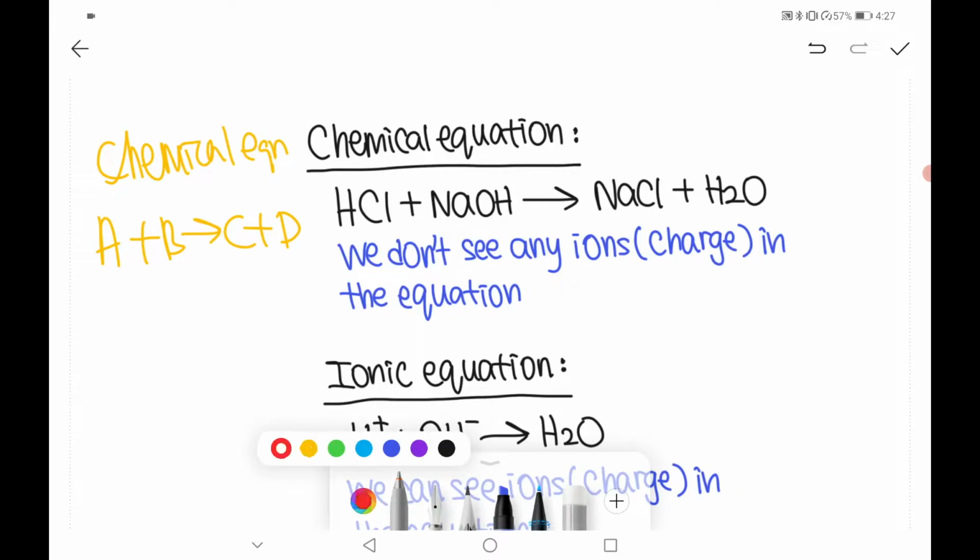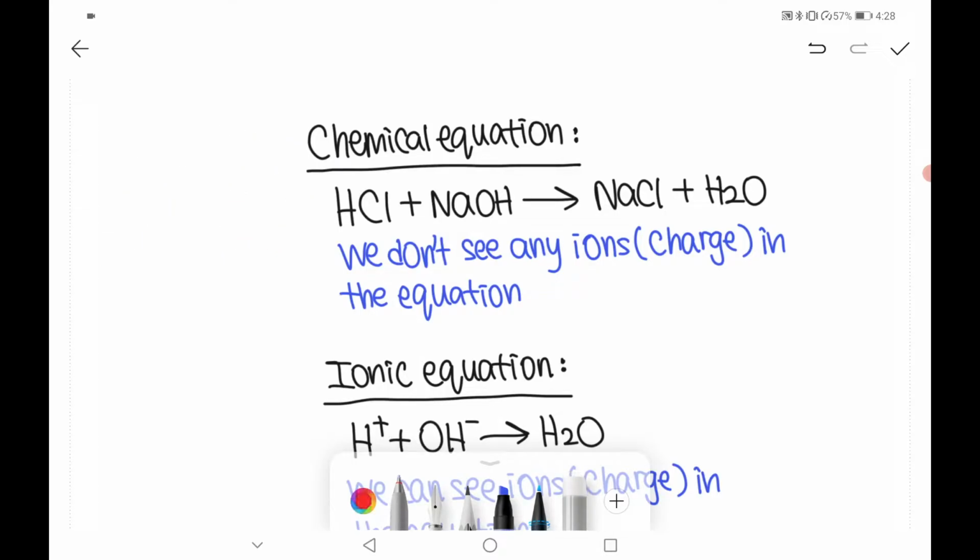If in this equation you see a charge, for example A plus, if you see the equation has a charge, it's an ionic equation. So no matter whether one substance has a charge, or two, or three, or even four substances have a charge, as long as you have a charge in the equation, that is already an ionic equation. Okay, so that's it. Now I hope everyone knows what we mean by ionic equation.